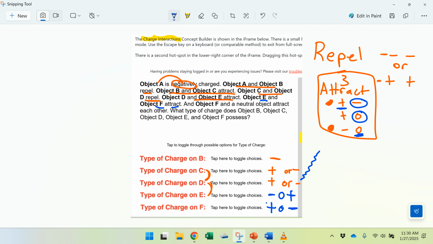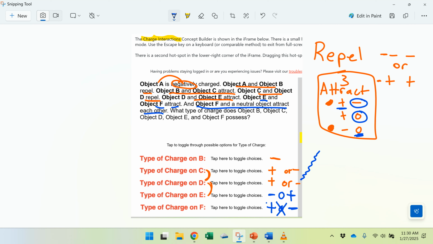Now, object F and a neutral object attract each other. What that tells us is an additional piece of information. Since neutral and neutral can't attract, that would eliminate neutral as an option for F. So that would be your final answer for something like that.